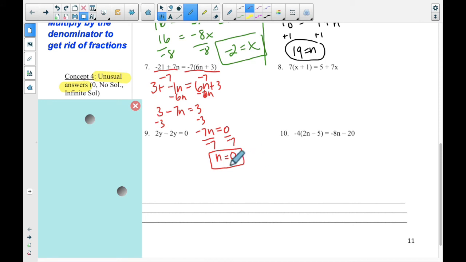And if you're not sure, you can always plug it back in. If I plug in 0 here, that would give me negative 21 plus 0. If I plug it in over here, I get a 0 here, so that would be 3, so that's negative 21. Negative 21 equals negative 21. That works. 0 is an acceptable answer. You can have an answer of 0.